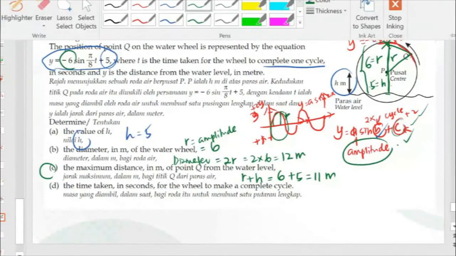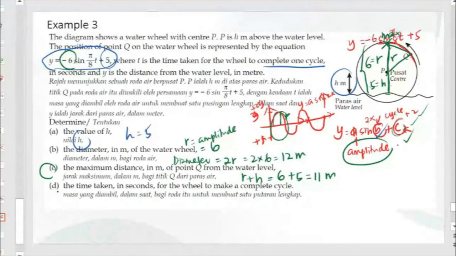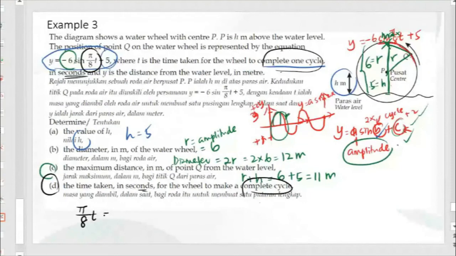Okay, then the last part. We go to the last part. The time taken in seconds. The question is in seconds, right? Seconds, so you don't need to change the unit. So seconds for the level to make one complete cycle. You see, one cycle. B is the value to complete one cycle, right? So we go back to here. This is one cycle, right? So one cycle is pi over x t equal to what?